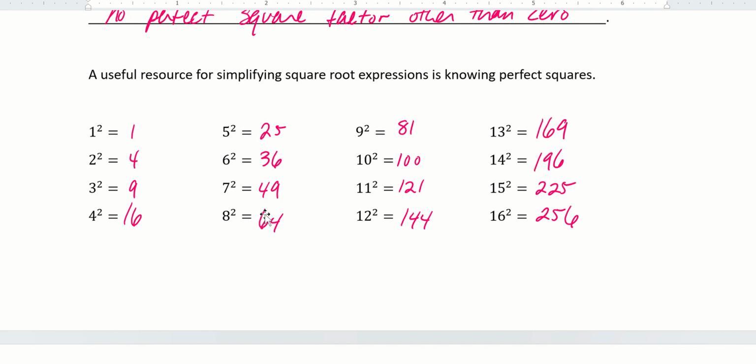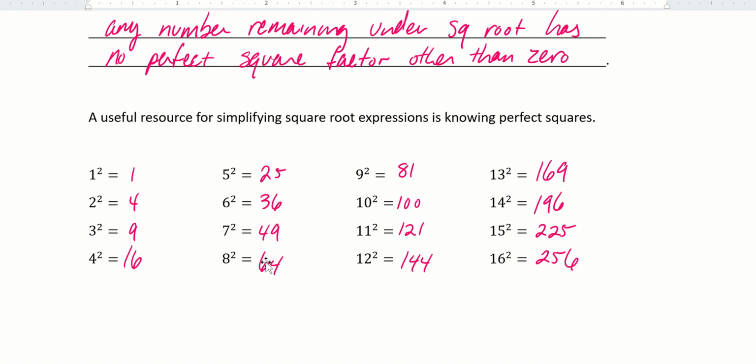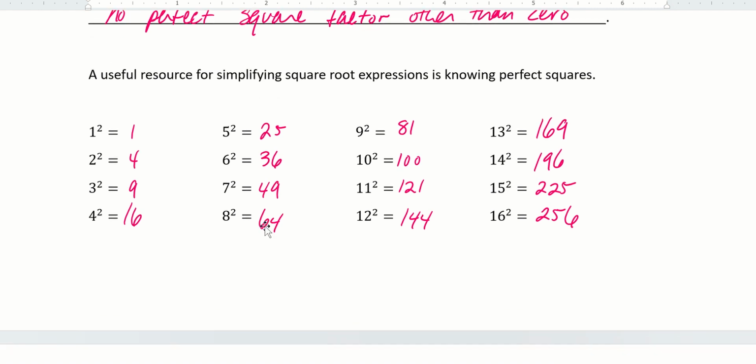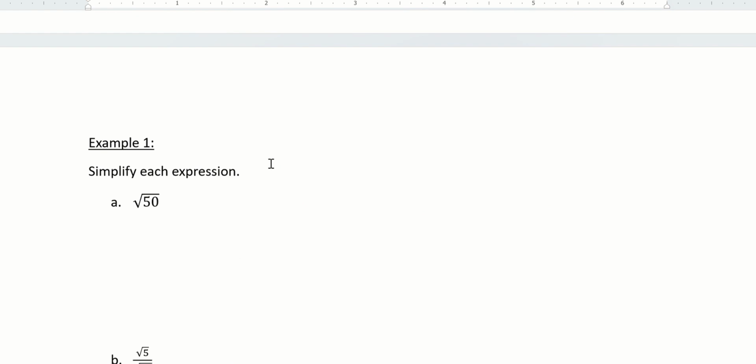So everything that I just wrote out is a perfect square. So if you take the square root of that number, you get a whole number. So square root of 64 is 8. If 64 is under the radical sign, then you can simplify it by just taking the square root of 64 and removing it from the radical. Okay, so let me show you how we use all this.